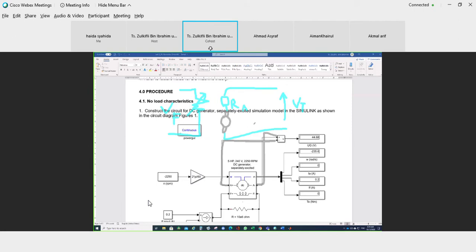So this is your equation. Jadi VT equals to EA plus IA, dia mesti keluar lah, going out sebab generator kan, kalau mesin kita ke dalam. So plus IA and RA. Okay. This is the basic equation. Alright. So now during no load, there is no connection dekat sini. There's no connection dekat sini. So you just tap the voltage measurement. Okay.